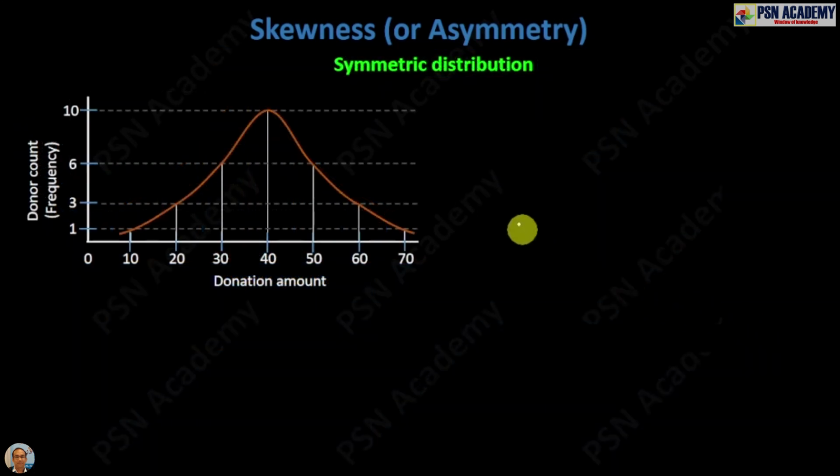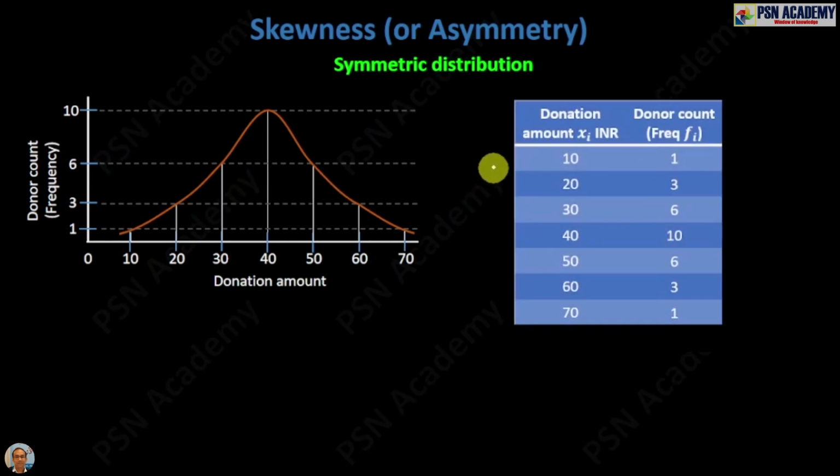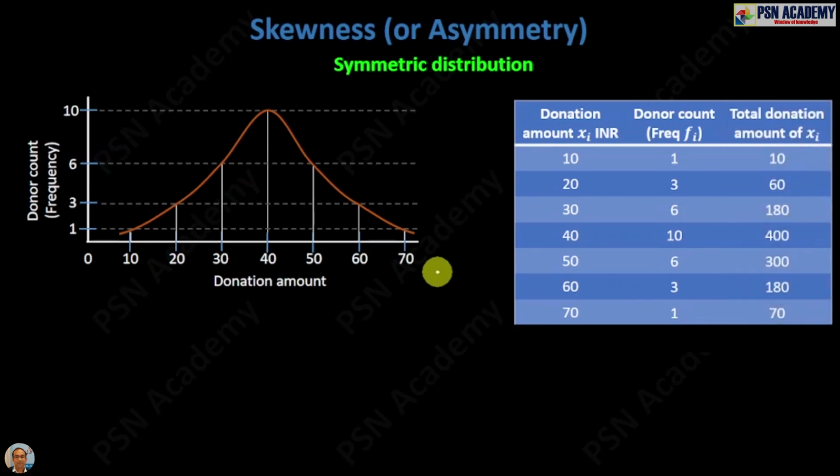Now we start with the symmetric distribution in detail. So here we go with the table, the previous table we have seen before. Now, how will you know exactly that the distribution is symmetric? You calculate the mean. And for calculation of the mean, you need the total donation amount, right?